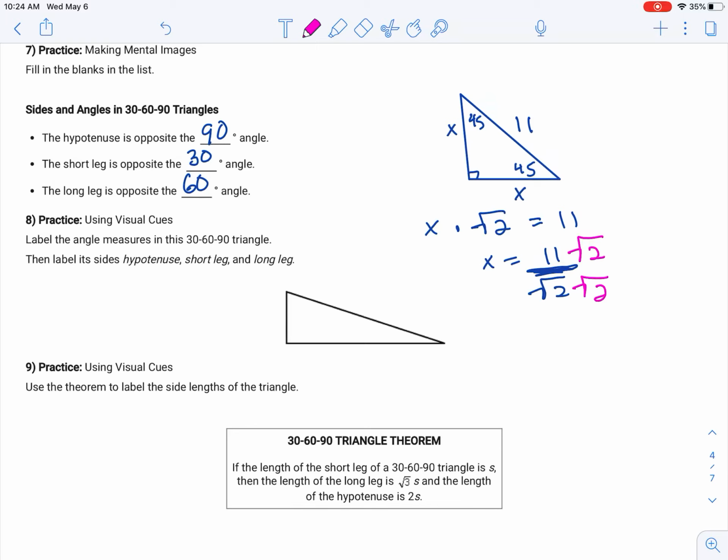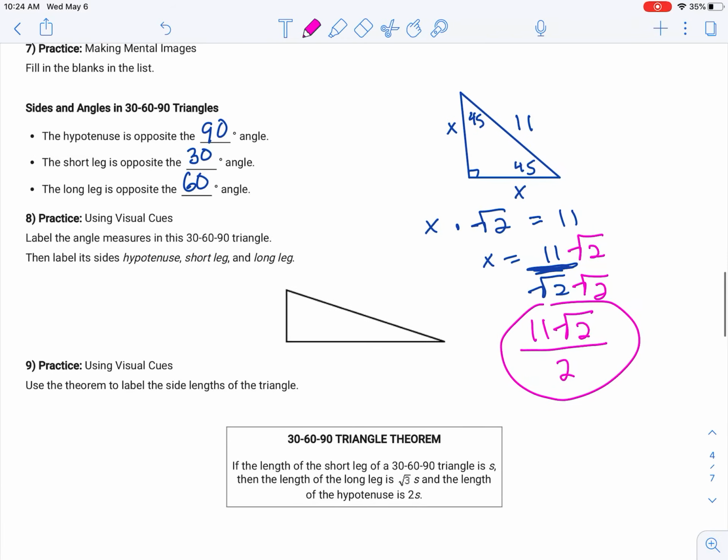You just multiply the top and the bottom by that. And the answer is 11 times the square root of 2 over the square root of 2 times the square root of 2, which is 2. And this would have been the answer. See, a lot harder than this one they gave you here. But hopefully that made sense.